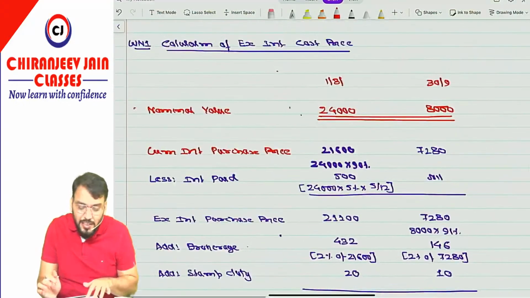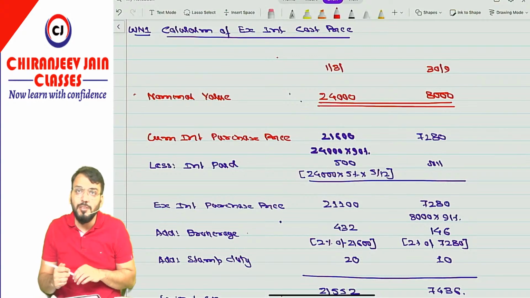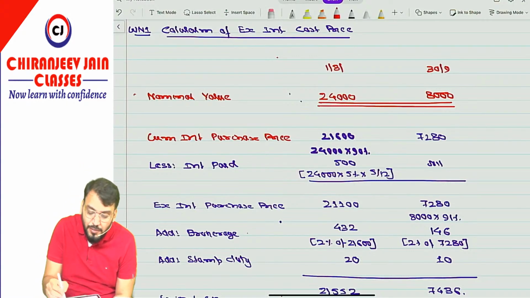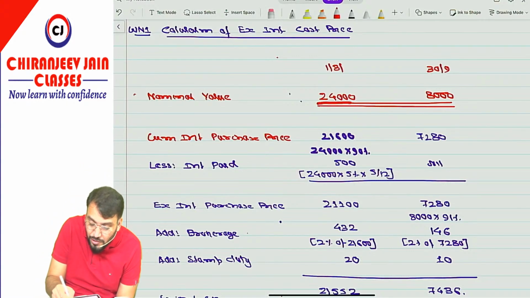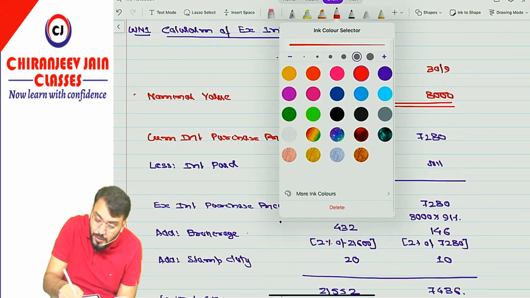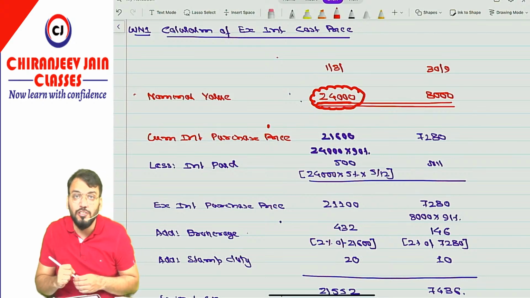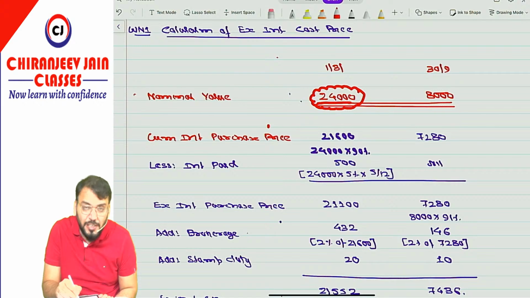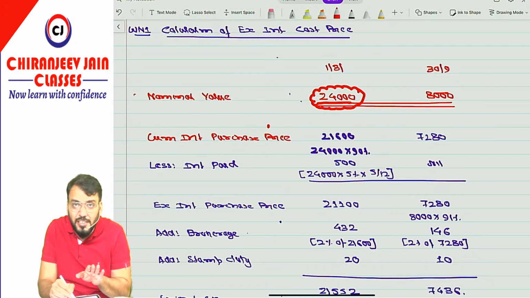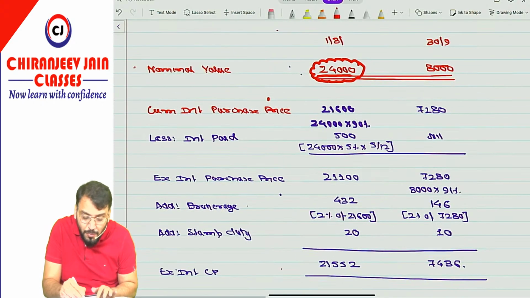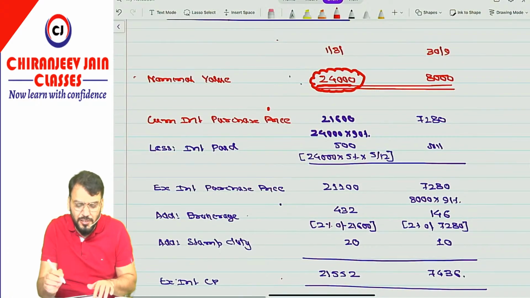So I will suggest that you always use this format. Start with what? Write down nominal value and close it, so that you can understand the nominal value is this amount. Why? Because you require nominal value for calculation of interest. Then what is the cum interest purchase price? Here it is not given, but from cum interest you will deduct interest paid to get ex interest purchase price. It is the cum interest quotation only.